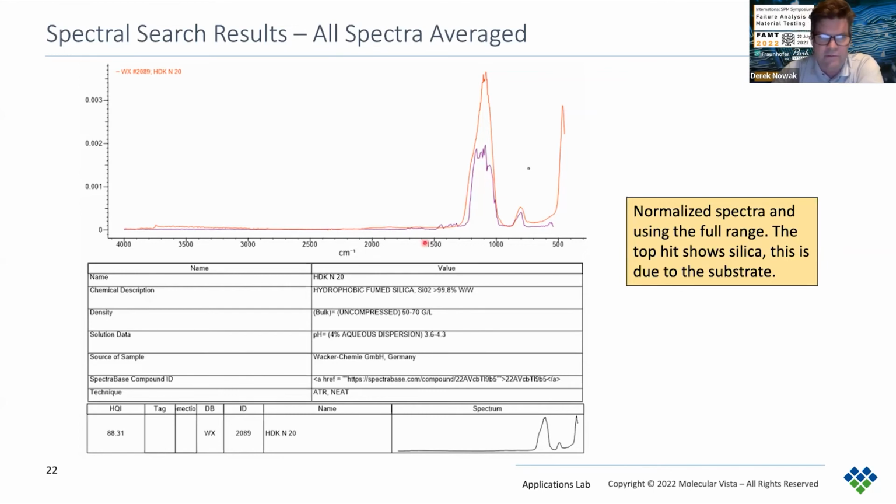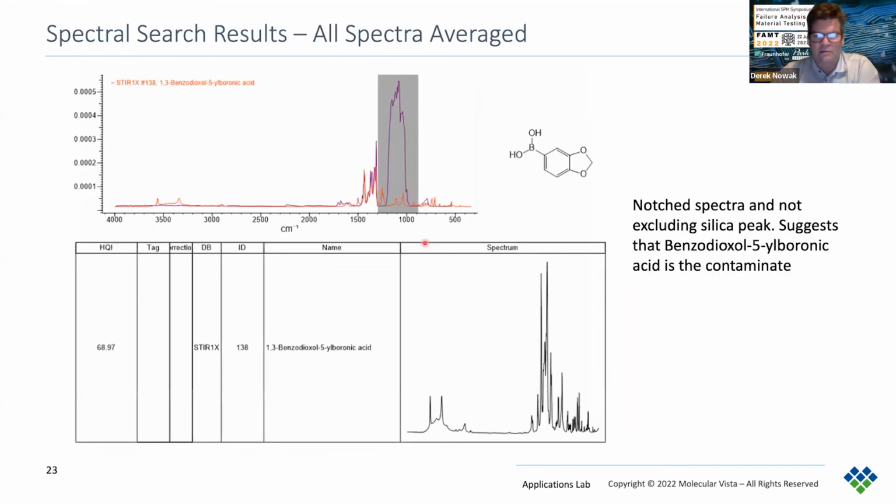The next one that we got is one where we had to effectively tell Know-it-all to ignore that peak and look at the other peaks. And then we were able to match that with this kind of B5Y acid, and that we've then determined was the contamination.